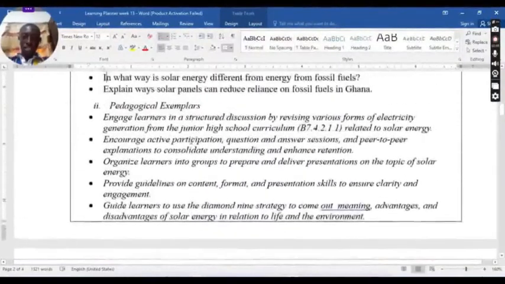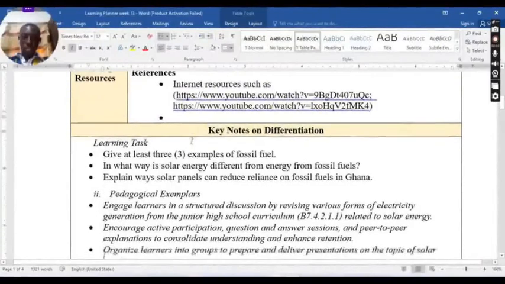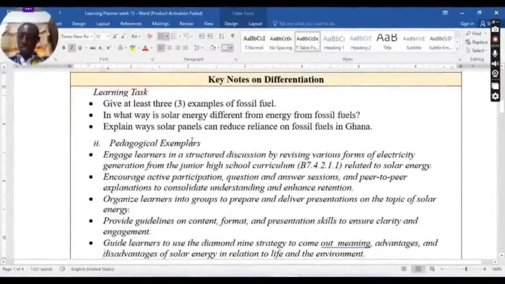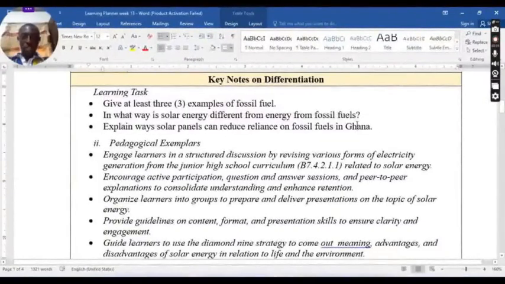It means when it comes to learning tasks, how are you going to provide a task for the differentiated learners so that you don't become biased in your teaching and learning? So these are examples of learning tasks. Now the learning tasks are actually the questions for the learners to provide correct answers to.